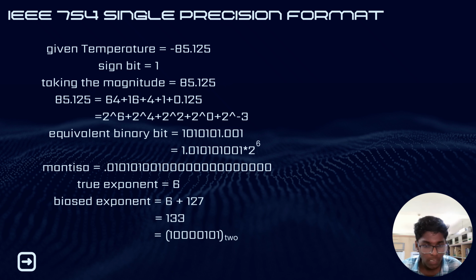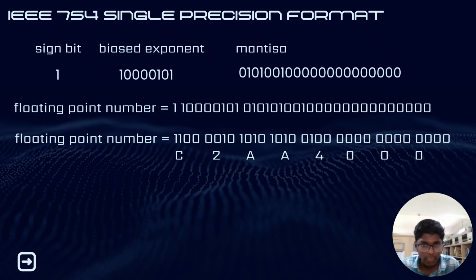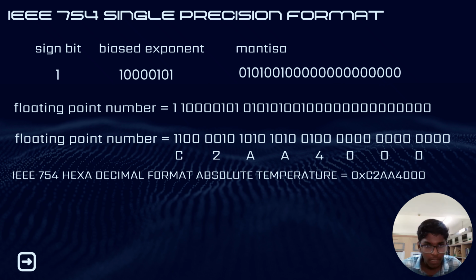To convert the given number into hexadecimal format, we divide the number into groups of 4 bits and convert them into hexadecimal format. Finally, we get the hexadecimal number as C2AA4000. As we represent a hexadecimal number using the prefix 0x, the number is 0xC2AA4000.